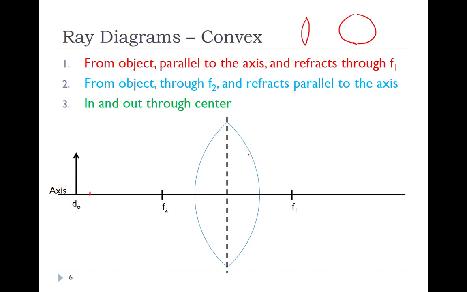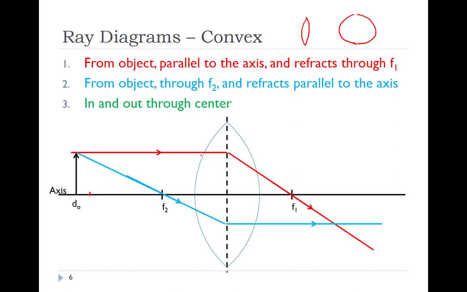Okay. So the first ray has to hit the top of the object, travel parallel to the axis, and then it goes out through F1. The second one comes in, hits the top of the object and F2, at the center of the lens turns and goes out parallel to our axis. So the black line and the blue line are parallel. And the last ray is shown in green. It goes from the top of the object through the center of the lens and just keeps going. Where these 3 rays combine right over here is where our image forms.